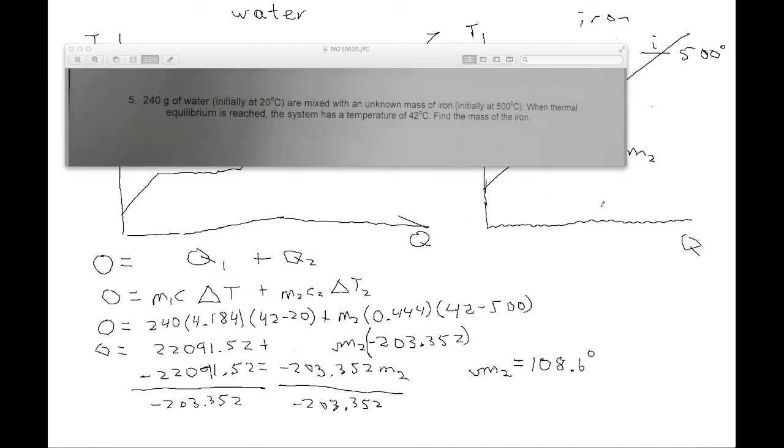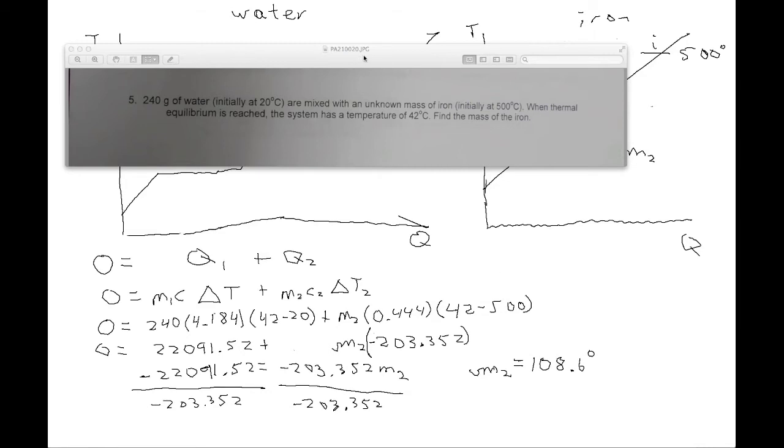This is the first two-sample problem we did that was asking for mass, but you adjusted to that. The key is we still start with the same general equation. We start with the same general equation, we're just solving for a different variable. And one thing that you're doing well here is you're being careful to always do T final minus T initial when you do the temperatures.